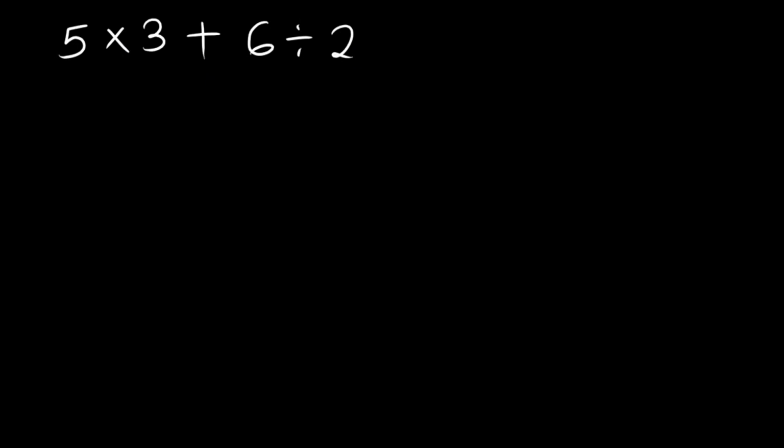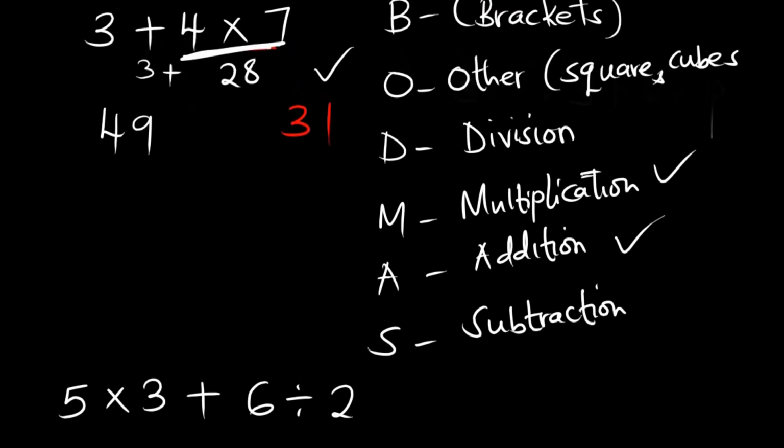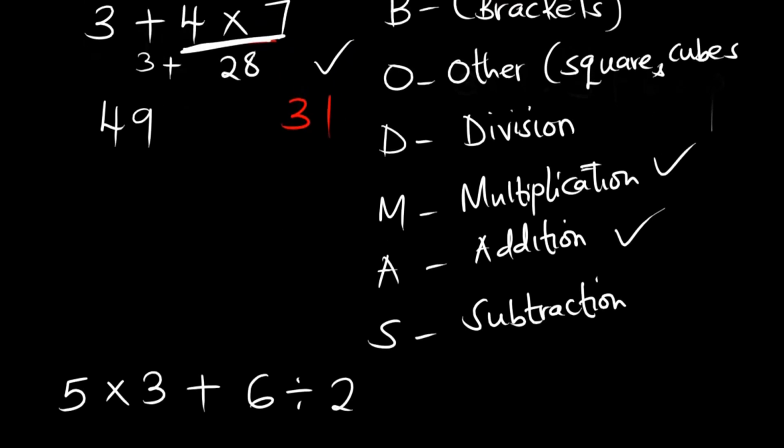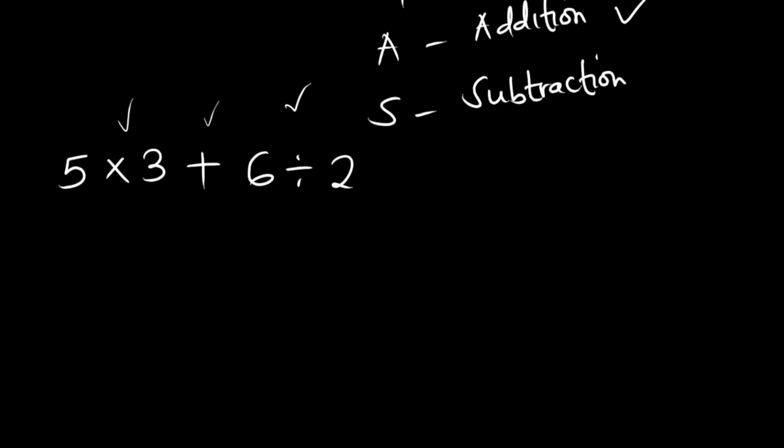So let's go back to the rule. So when you look at the rule, division should come first, followed by multiplication, and then finally addition. So you'd have to divide first, then you multiply, and then you add. So let's do that. So let's start by dividing 6 by 2. So 6 divided by 2 is 3.